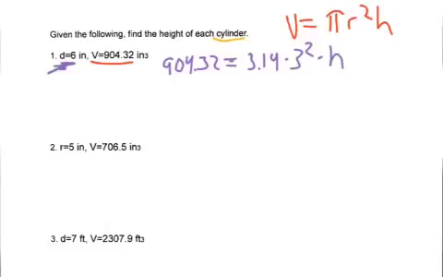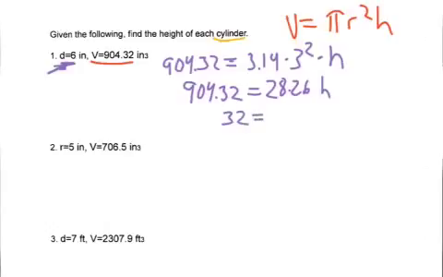3 times 3 squared times h. Okay, clean up the right side by multiplying. So 3.14 times 3 squared is 28.26 h. Divide both sides by 28.26. You're left with 32 is your height.